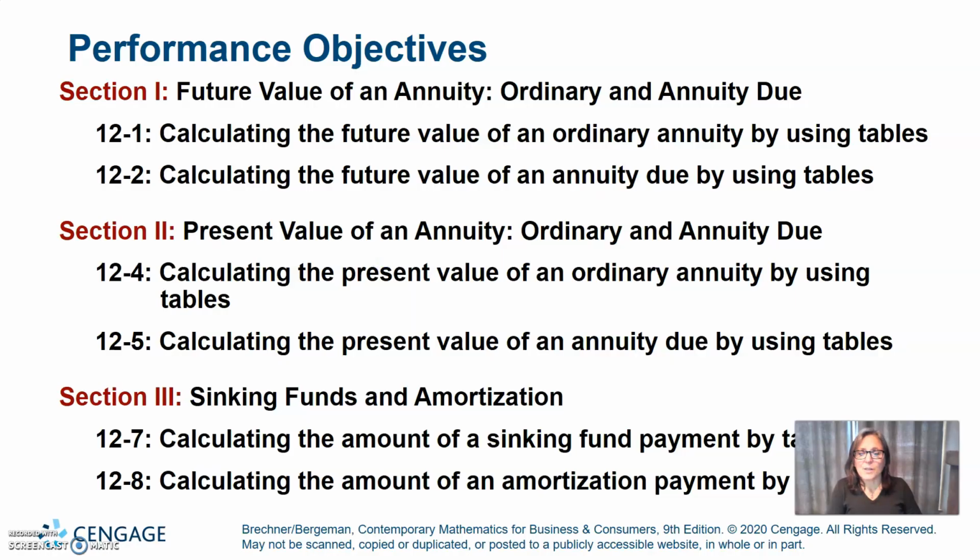All right. Section 1 is the future value of an annuity. There's two types, ordinary and annuity due. Section 2, we're talking about the present value of an annuity, both types, an ordinary and annuity due. And this third section is sinking funds and amortization. So we're going to go through examples.